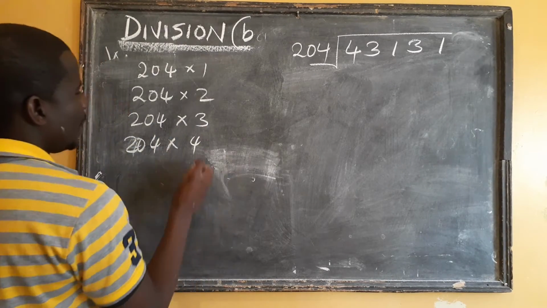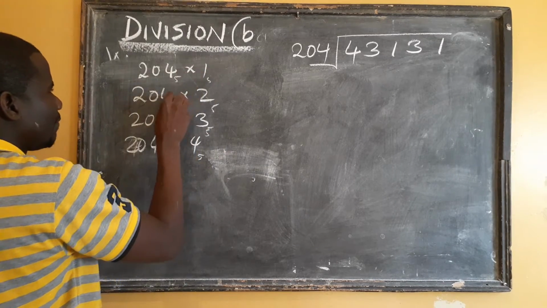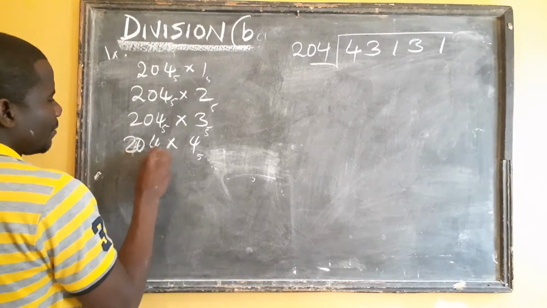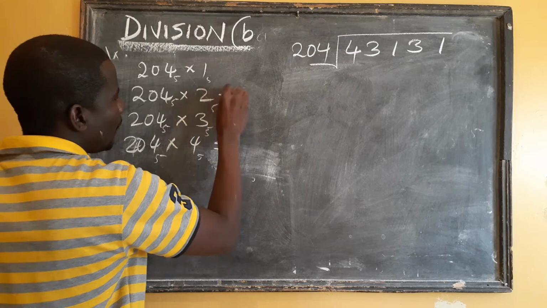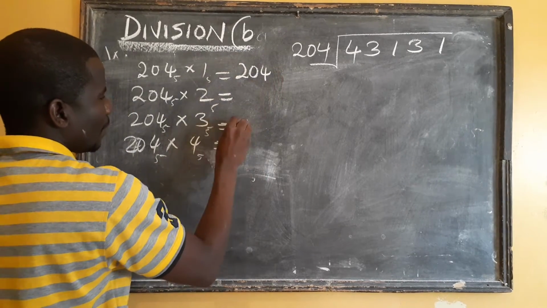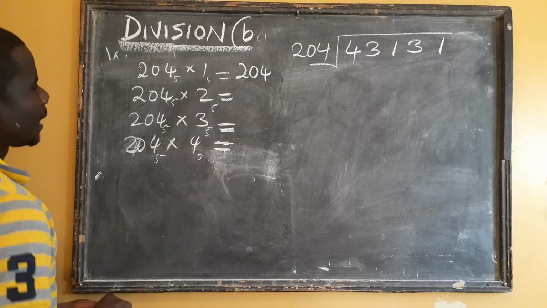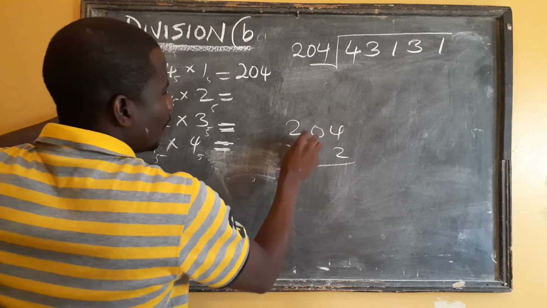Okay. Then all these are in base 5. That's base 5, base 5, base 5. Okay? So this will be 2, 0, 4. So we come to the second one now, this one. 2, 0, 4 multiplied by 2. What do we get here?